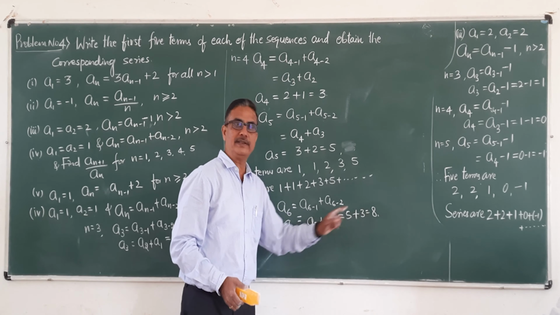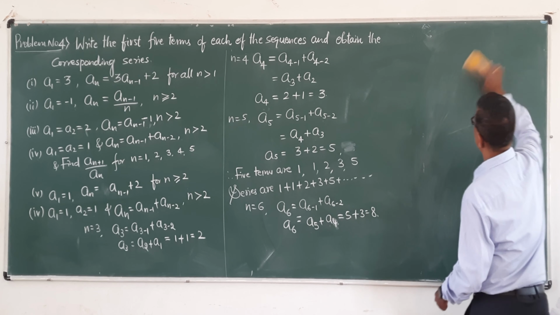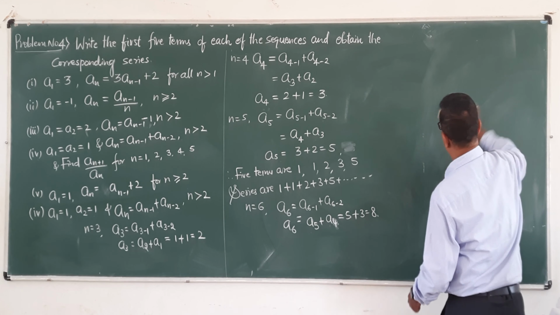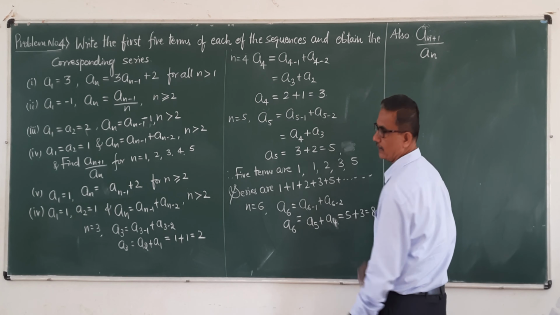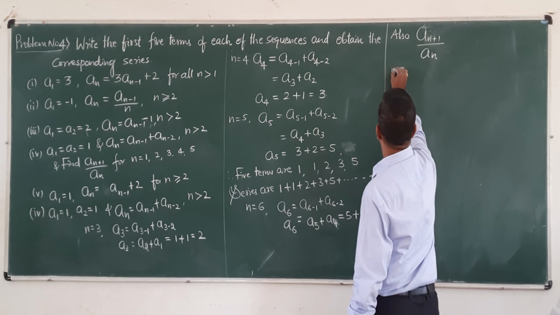Now second part, also find a(n plus 1) divided by a(n), where n is equal to 1, 2, 3, 4, 5. Put n is equal to 1 to find a(n plus 1) by a(n). Put n is equal to 2. Put n is equal to 3. Similarly, n is equal to 4 as well as n is equal to 5. Now take n is equal to 1.